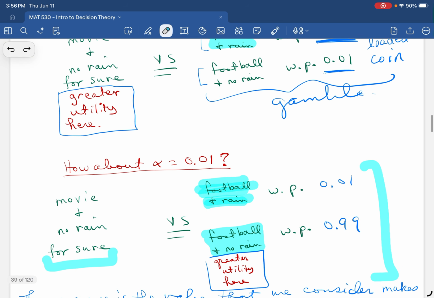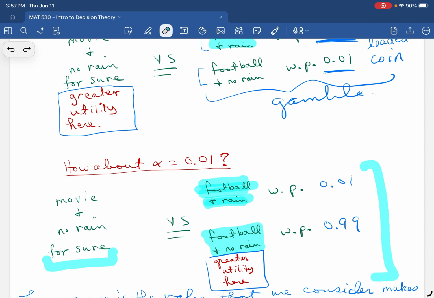How about if alpha is 0.01? So that means you have only a 1% chance that you go to the football game and it rains, whereas you have a 99% chance that you go to the football game and it does not rain. That would be very good, especially considering that in this problem, you really want to go to the football game.